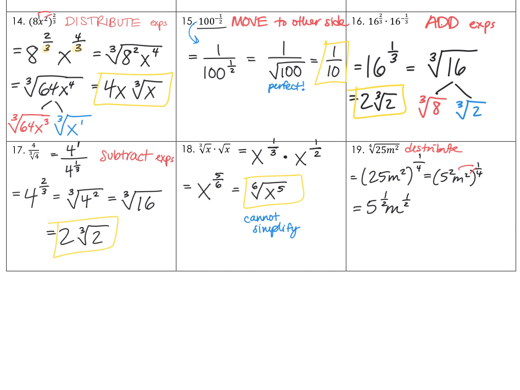What do you know about 1/2? What does it convert to? A square root. And since they both have the same power, you can do the square root of 5m, which doesn't simplify. So you're done.